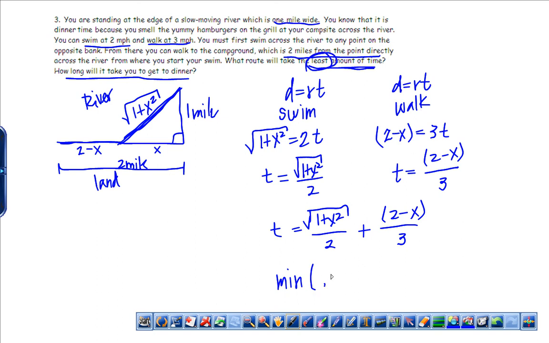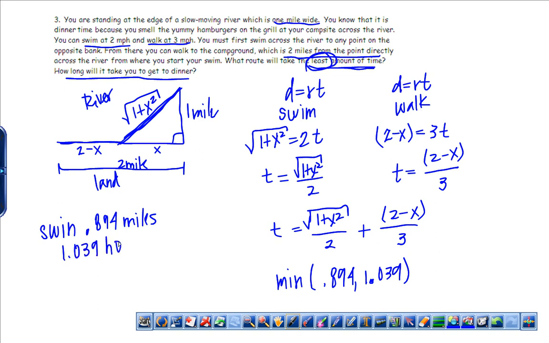The least amount of time should be 0.894, comma, 1.039. And what this represents is that you can swim 0.894 miles and it will take 1.039 hours. Okay, bring questions to class.